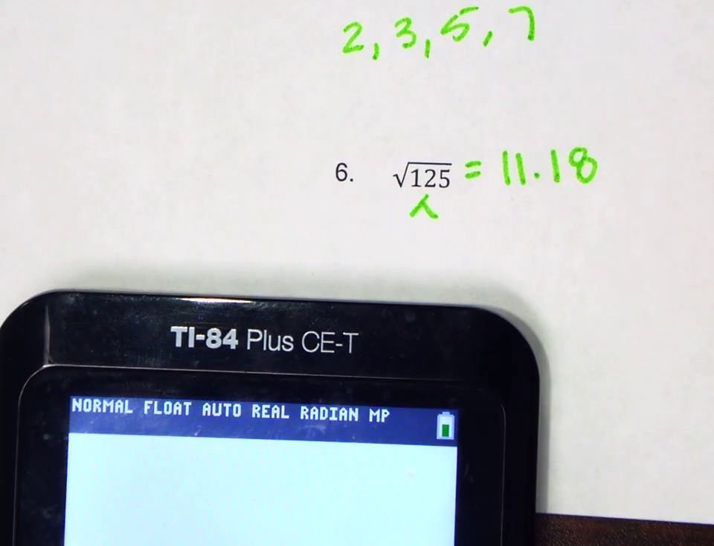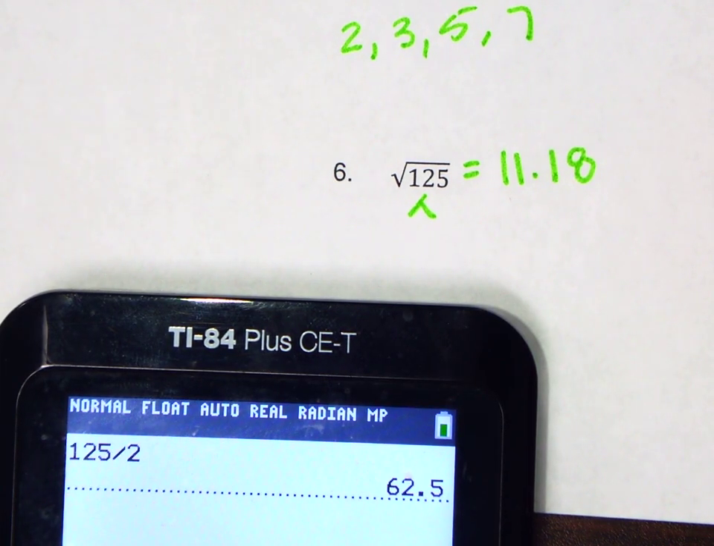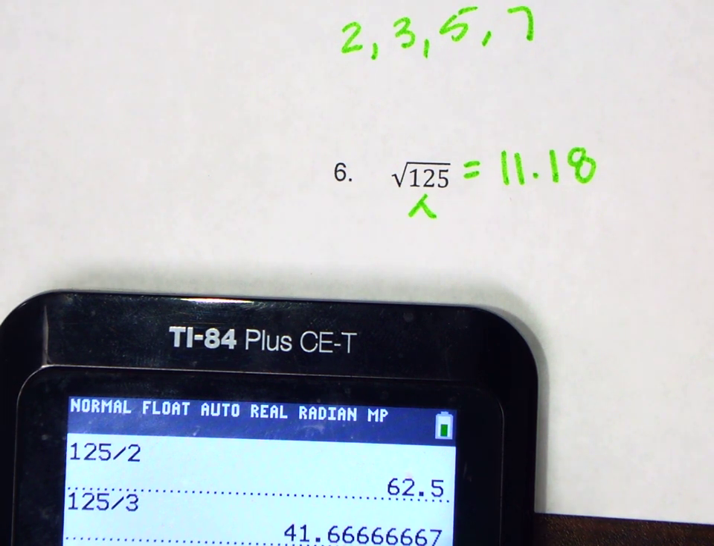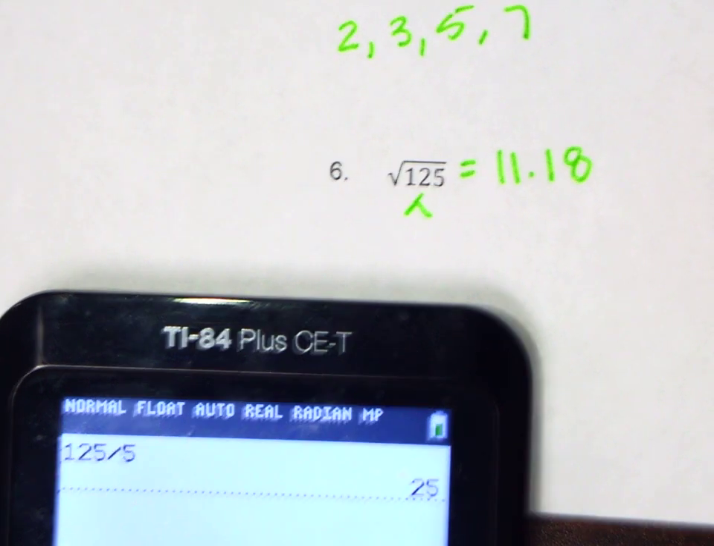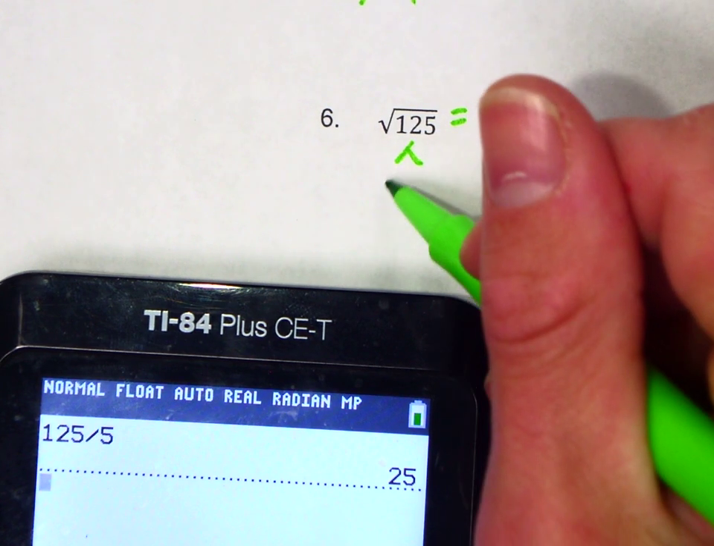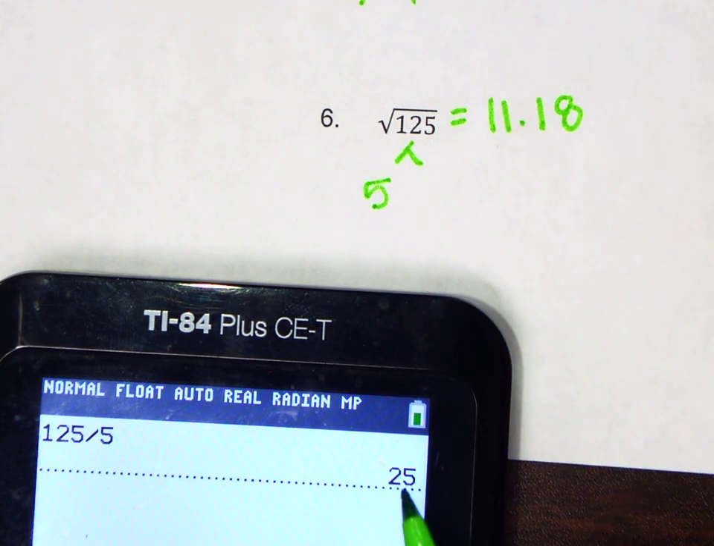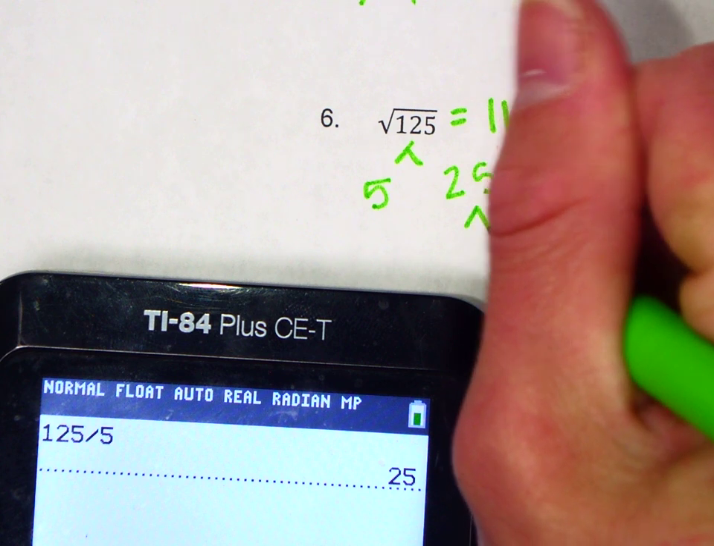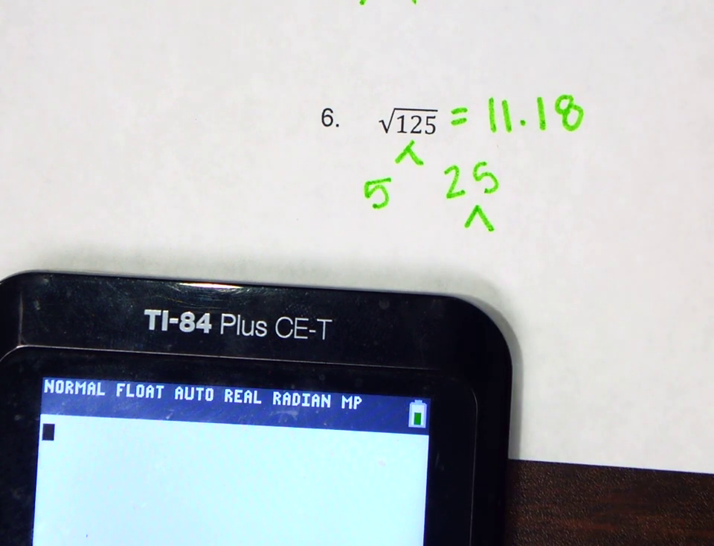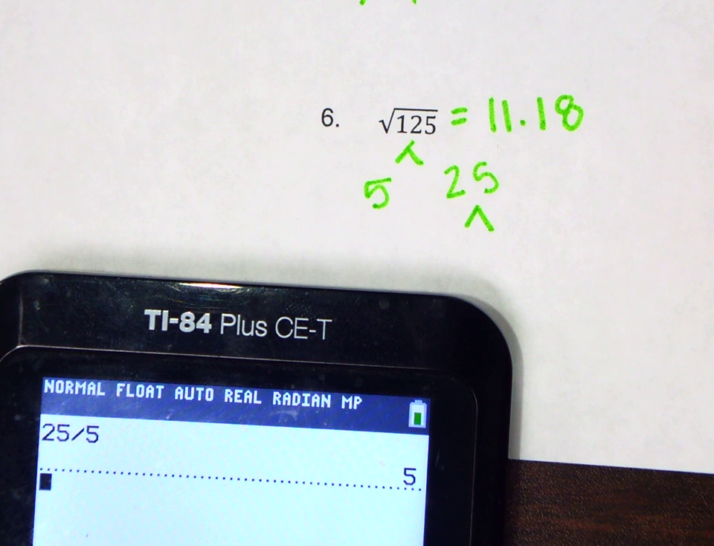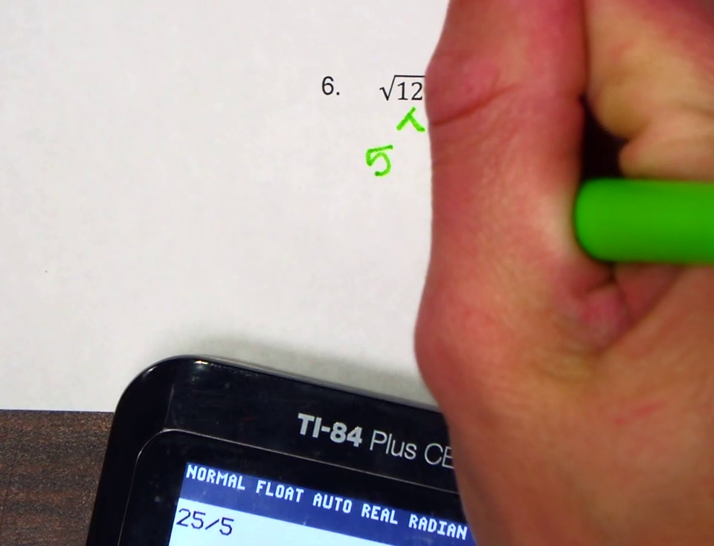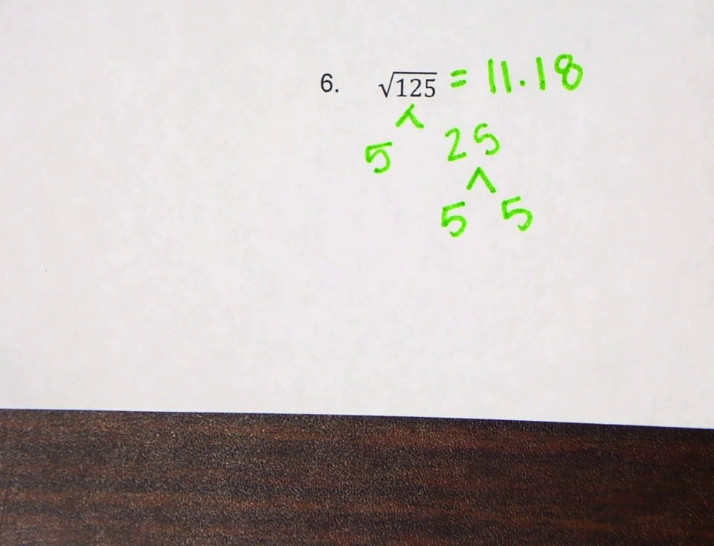So in my calculator, it doesn't matter which one, just start with 2. If it gives you a decimal, it doesn't work. All right, so then I'm going to try 3. Gives me a decimal, doesn't work. So then I'm going to try 5. That one works. All right, so 125 breaks down to be 5 and 25. And we're going to do the same thing with 25. So we're going to start with 2, doesn't work. Try 3, doesn't work. Try 5, that one works. And 5 you can't break down anymore, that is a prime number.